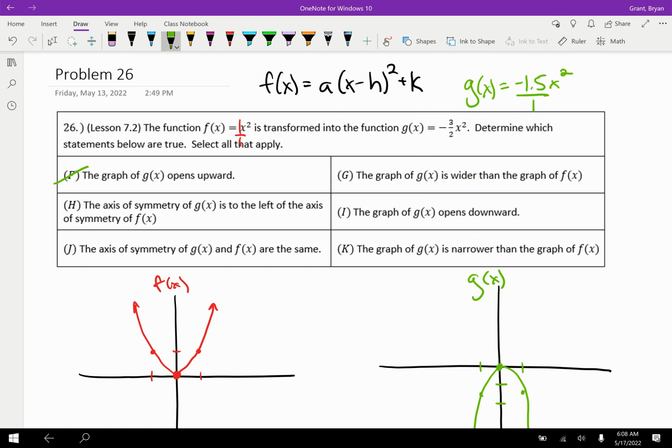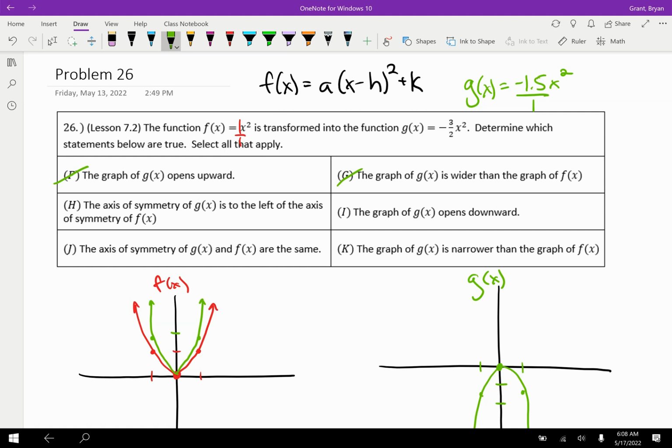Is the graph of g of x wider than the graph of f of x? Well, maybe that's a little bit harder to see on g of x, so I'm going to go ahead and pretend there isn't a negative, and I'm going to graph it on top of f of x. So I'm going to go up 1.5 and then over 1, up 1.5 over 1, and then sketch it in here. Okay. Is this wider than f of x? Well, no, it's actually steeper or more narrow. And the reason is because 1.5 is larger than 1. So that means our graph goes up faster than f of x. Right? It goes up 1.5 for every 1 that f of x goes up. So g of x is not wider, g of x is narrower.